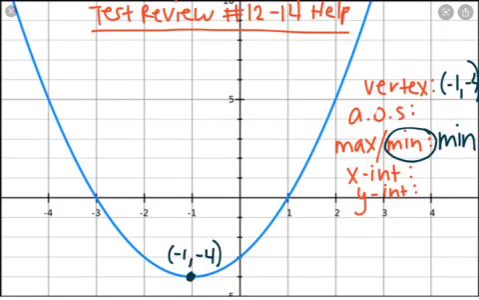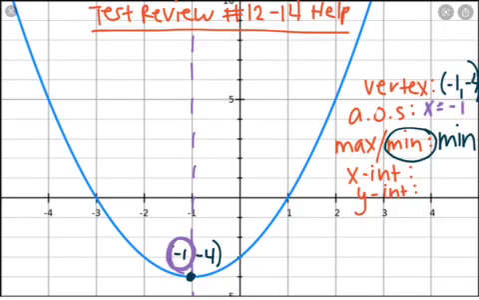Now, the axis of symmetry is the vertical line that goes right down through the middle of your vertex that splits your parabola in half. Now, your axis of symmetry is not just a number, it is a line. So you have to have x equals. Since it's a vertical line, it's going to be an x equals line. And then it comes from the x coordinate of your vertex. So whatever that x coordinate of your vertex is, that is what your axis of symmetry is. So x equals -1 is my axis of symmetry.